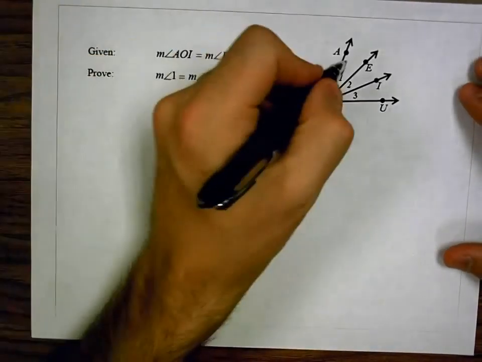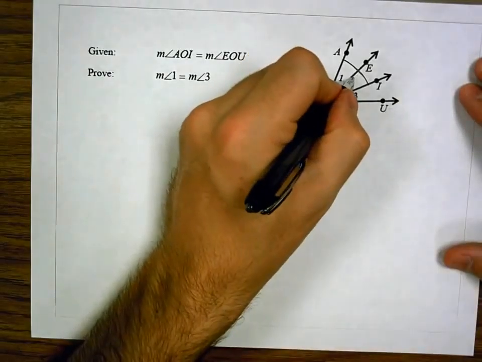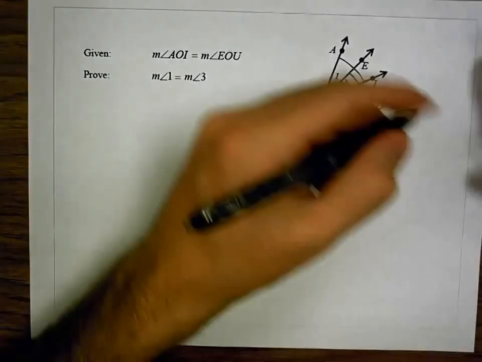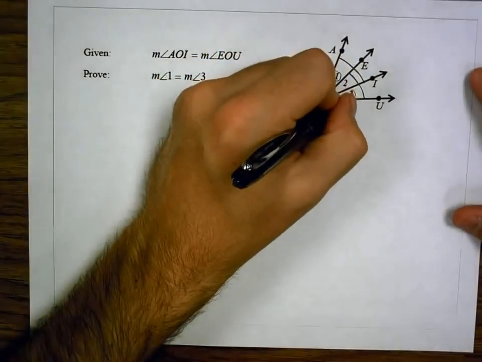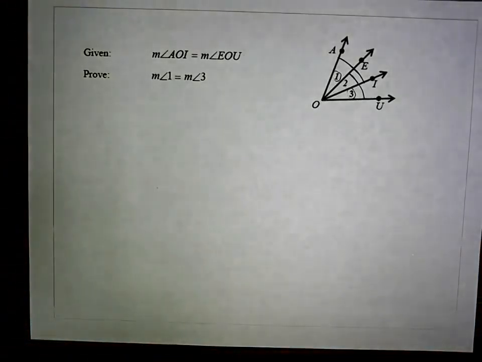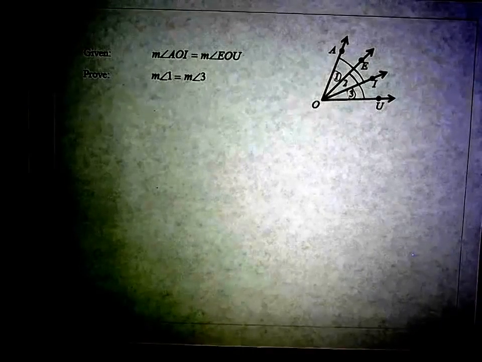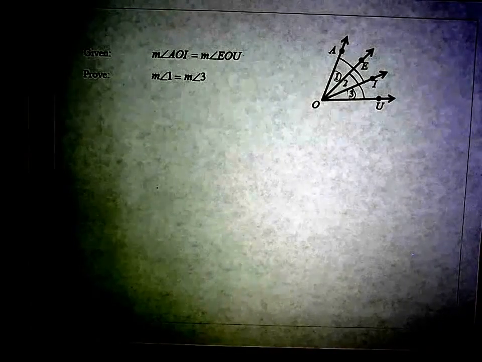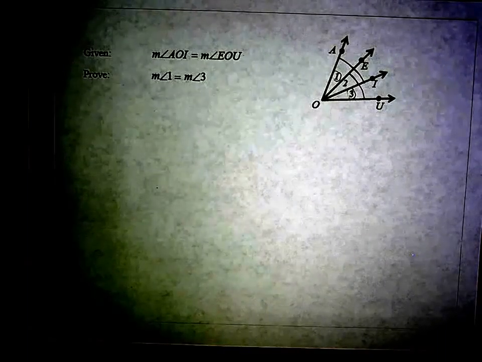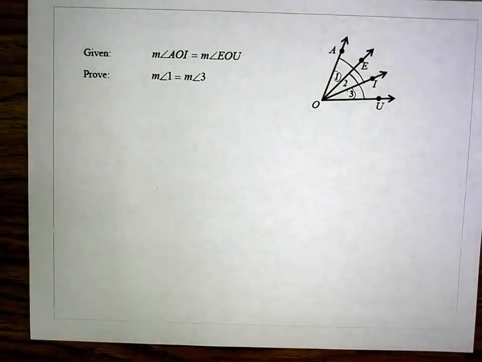So I'm given angle AOI, which is this, and angle EOU, which is this. Those are the same. I want to find that 1 and 3 are the same. So, do you see how you can work to it? Again, maybe it's not knowing all of the terms, all the steps to it, but if you can logically see the process to show that they're the same, not just saying, oh, they're the same, they're equal, no, but see that process, that's the important part.